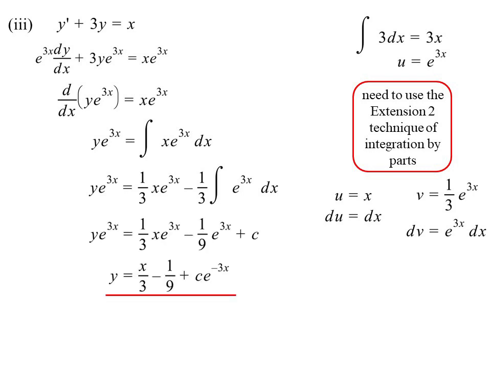I have an answer. So y is x on 3 minus a ninth plus some constant times e to the minus 3x. This is where differential equations can take us. But as I say, we don't have as much fun in this course. Clearly, you won't see ones like that in Extension 1. And in fact, you're not going to see ones in the HSC anyway, that we have to use an integrating factor.